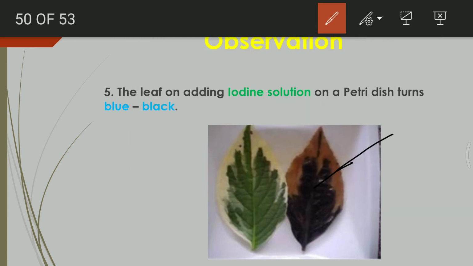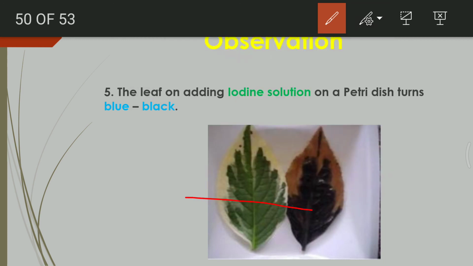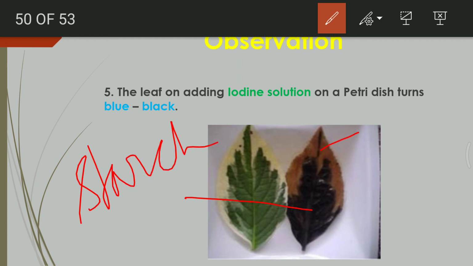Let me show you with some other color. This one is blue black, but this brown area, you can see here there is no presence of starch. So by this you can very well understand where is the presence of starch, or what is the position of starch. Here you can see presence of starch, and this place there is no presence of starch, so you can write no starch. Remember it, brown coloration wherever you see is because of no starch, and blue black coloration represents the presence of starch.